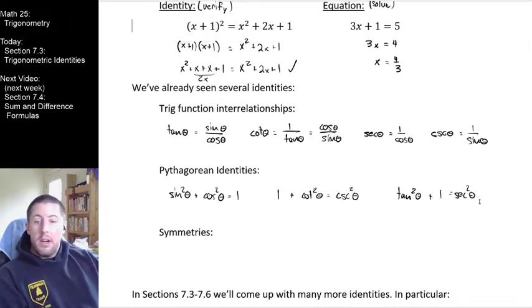Right? So here's our Pythagorean identities. These are true for every value of theta. It does not matter what angle is going into these expressions here. These general formats are always going to be true for all values of theta. Finally, some of the other important ones that we've seen are symmetry statements.